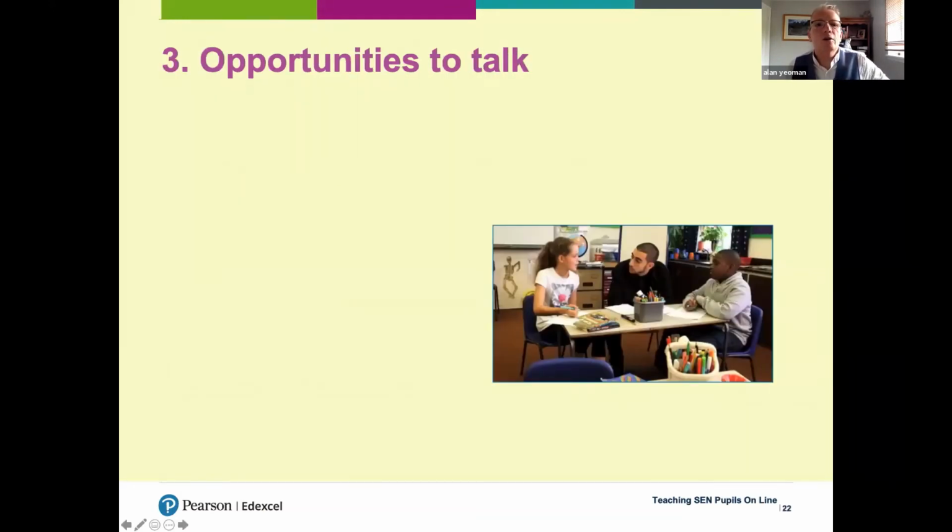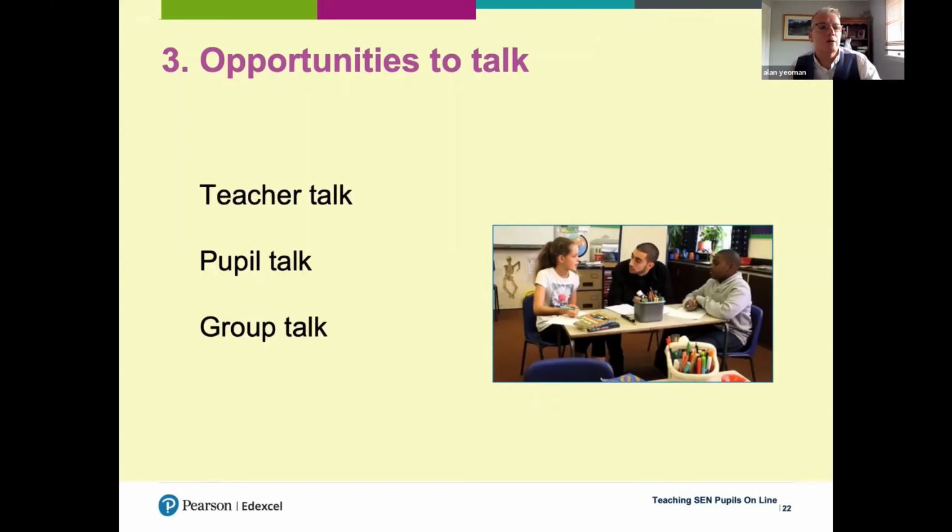Opportunities to talk. Now again, you can use the technology for this, whether it's the breakout rooms, turning microphones on, putting them into small groups. We all talk to ourselves. I said that already. Okay? We all do it. We need to give them those opportunities to talk to us, to talk to each other, and to talk in a group.